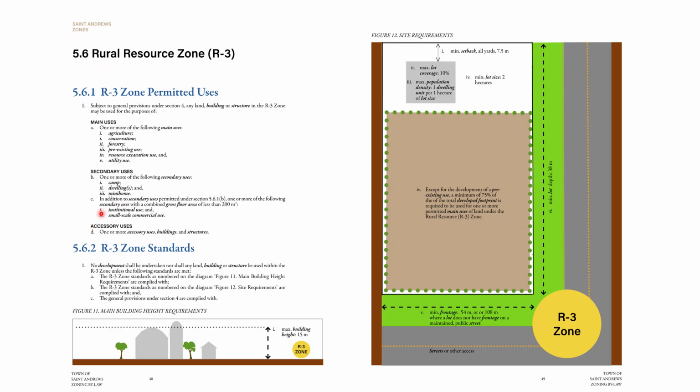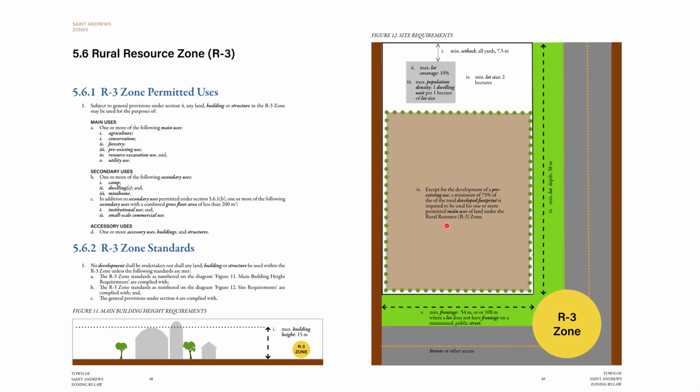There's also some limited secondary uses for institutional and small scale commercial. The idea with this zone is really to preserve it for the more intensive land-based resource activities that are the main allowed uses. It has a large minimum lot size, 2 hectares or 5 acres. It has significant frontage, especially where there's not public streets. Typically, this zone does not fall on public streets.